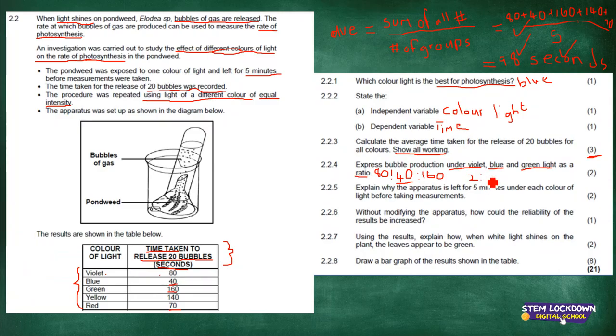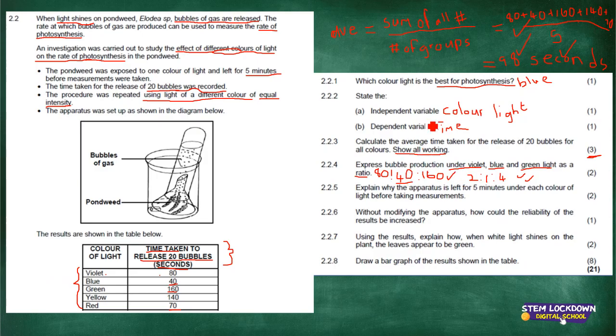Forty can go into 80 twice. 40 goes into 40 once, and 40 goes into 160 4 times, right? So that is our answer, and it is 2 marks. If you left your answer like that at 80, 40, 160, you'd probably just get 1 mark, right?